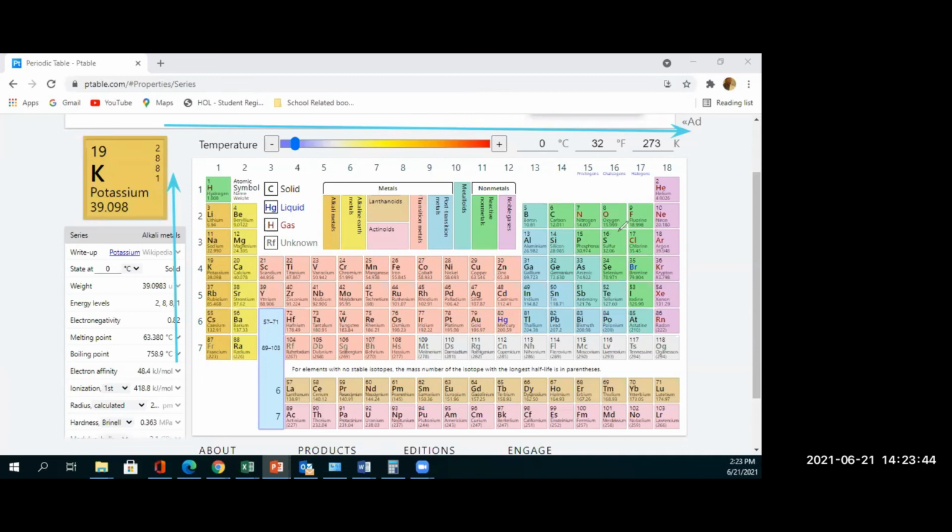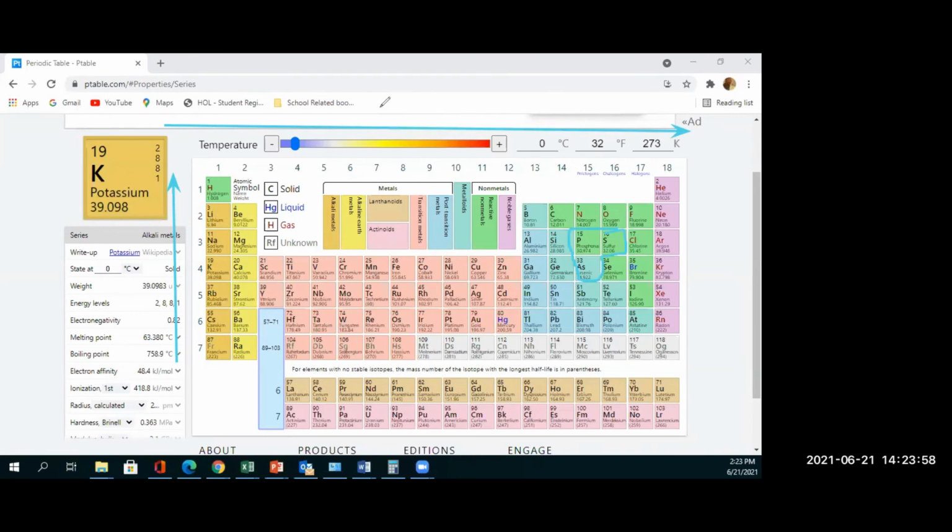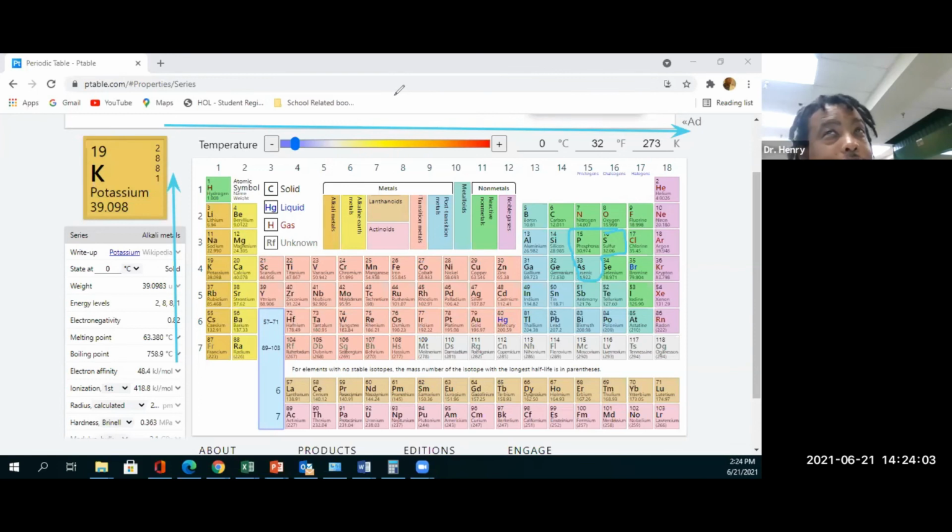Phosphorus, sulfur, and arsenic. Okay, so we're looking at these guys right here. Which one is going to be the smallest? Phosphorus. Okay, you say phosphorus is going to be the smallest. Are you sure? Is arsenic going to be the smallest? I heard somebody say sulfur. So why is sulfur going to be the smallest?